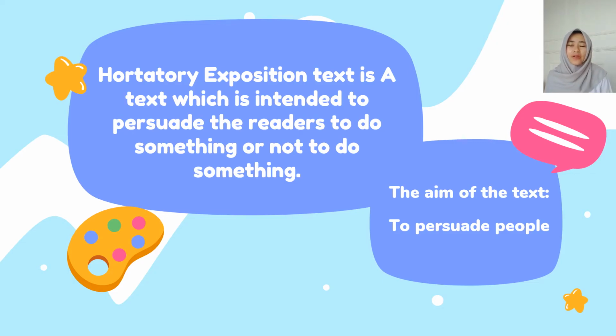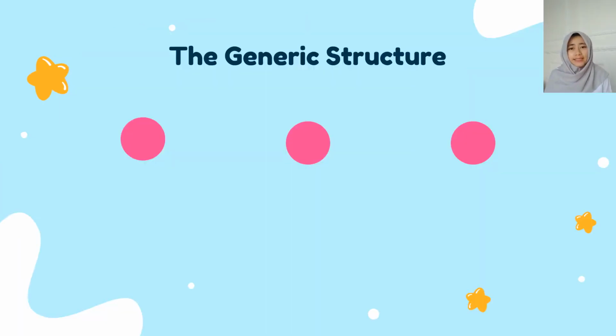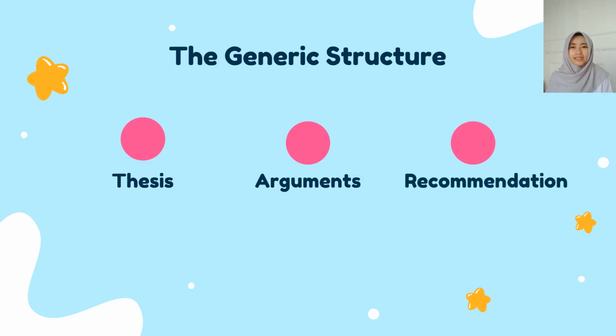So, okay, after hearing the definition and also the aim of the text, now let's move on to the generic structure of the text. Students, for hortatory exposition text, there are three different kinds of generic structure. The first one is thesis, the second one is arguments, and the last one is called recommendation. You will see these three different kinds of generic structure in the following example.